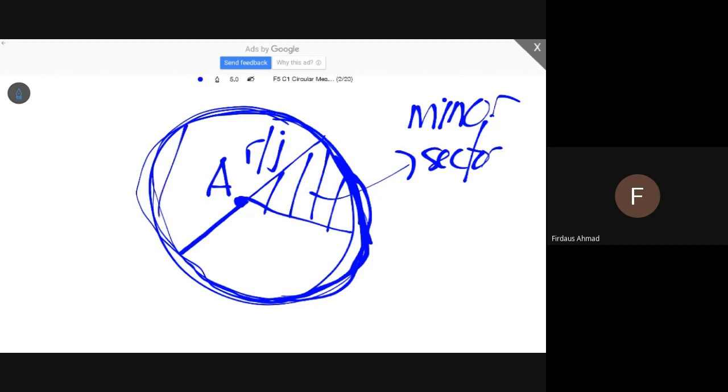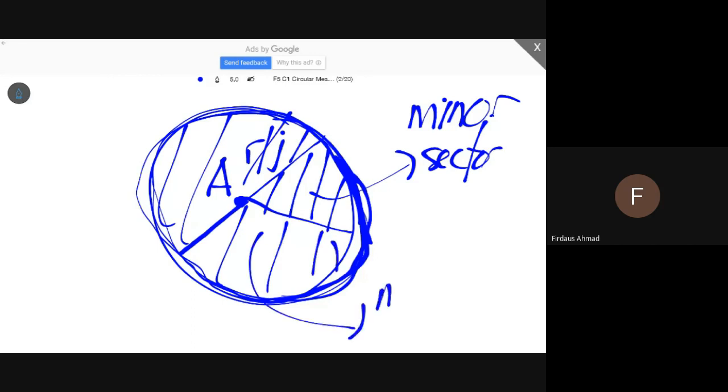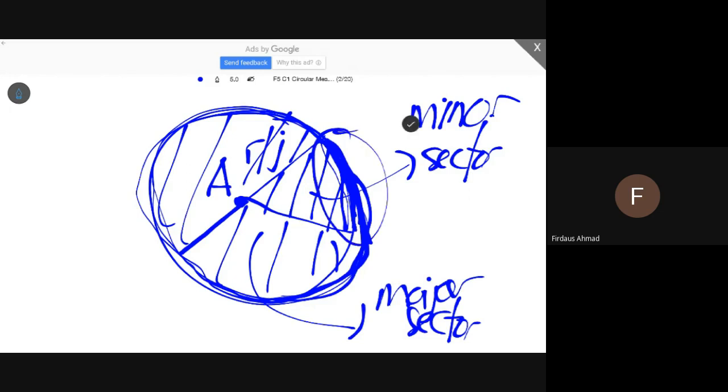Kalau yang ni pula guys, yang seluruh yang ni kita panggil apa? What do we call this? Yes, very good. Major sector, correct. Okay, minor sector, major sector. Berbeza. Okay, so lagi. Yang ni guys, what do we call this? This one only. The one I'm highlighting over here, this part. Lengkok, panjang lengkok. Yes, very good. Arc, minor arc. Yes, Tarun, very good.